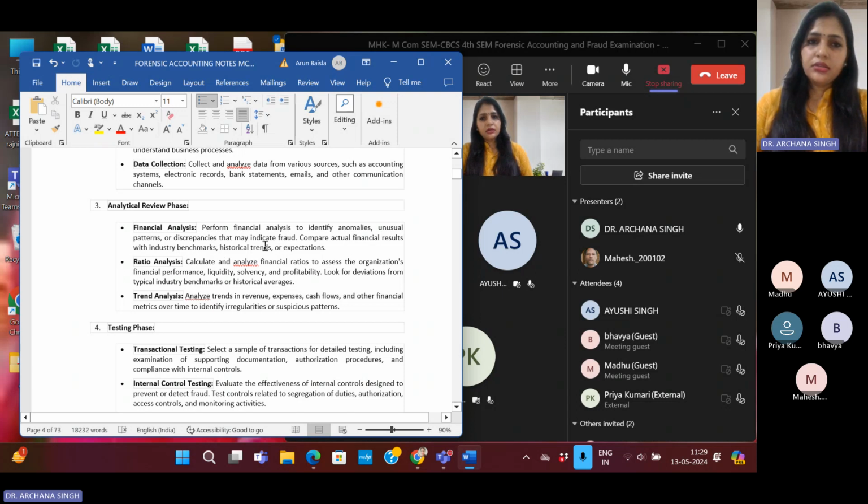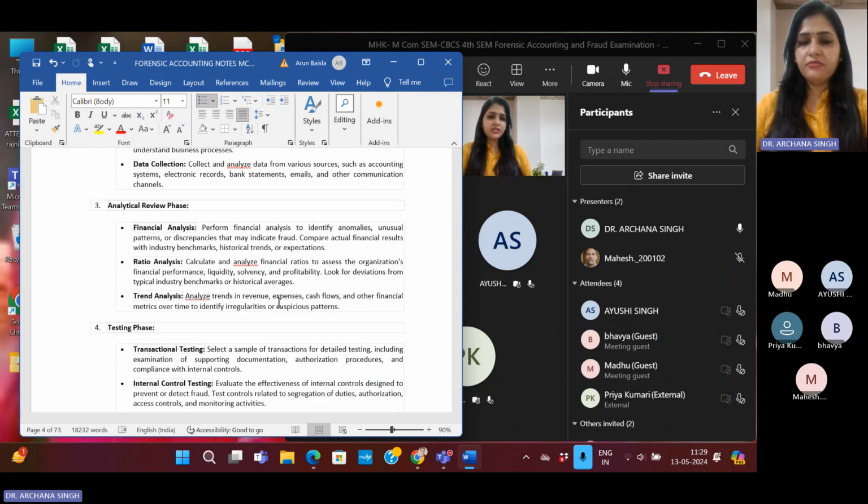Then second is ratio analysis. Then auditor has to analyze the financial ratios also, so that they can assess the financial strength of the business, financial position of the business, its liquidity conditions, solvency and profitability conditions. So they had to look at deviations from the typical industry benchmarks to the historical averages, and if they are in a doubtful skepticism phase, then they had to analyze the actual one with the standard one.